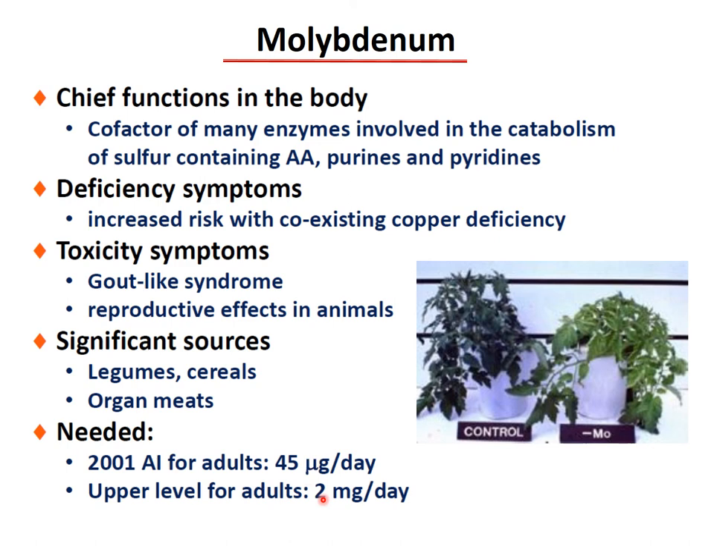If you look at this picture of plant studies, where we have the control and a plant without any molybdenum in the soil, you can see that the leaves are not as strong and do not have the true gourd appearance compared to the control.